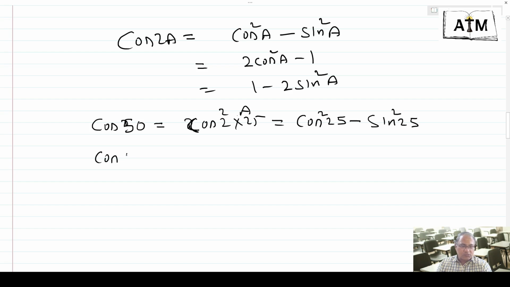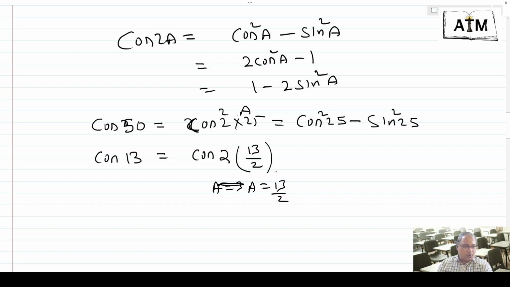And suppose cos 13 is there, where 2 cannot be created automatically because 13 is an odd number. In case of an odd number, what do you do? You create 2 by multiplying and dividing by 2, that is 2 into 13 upon 2. Now a equals 13 upon 2 here. Therefore cos 13 equals cos 2 into 13 by 2. So a equals 13 by 2. It becomes cos square 13 upon 2 minus sin square 13 upon 2.